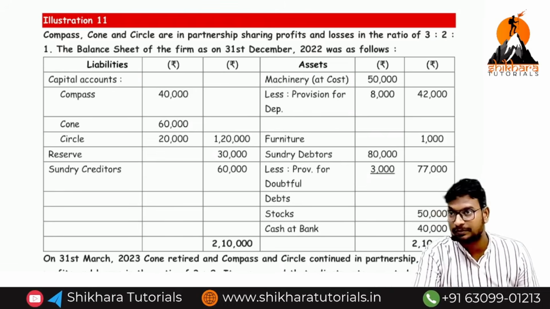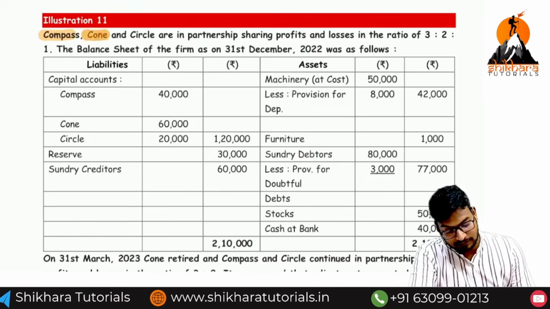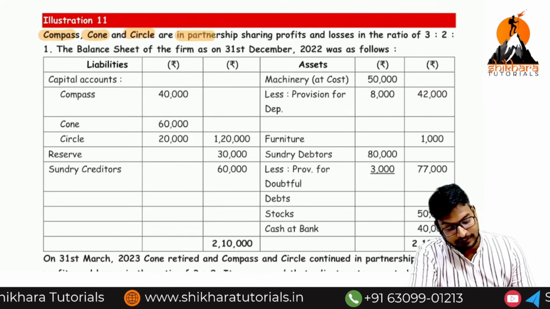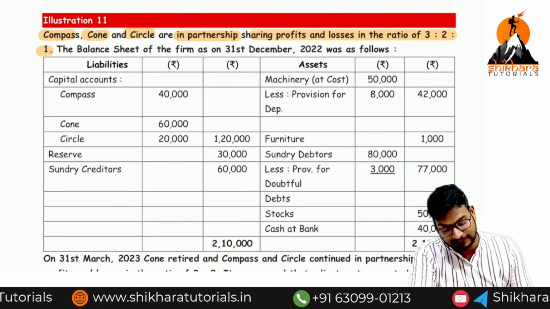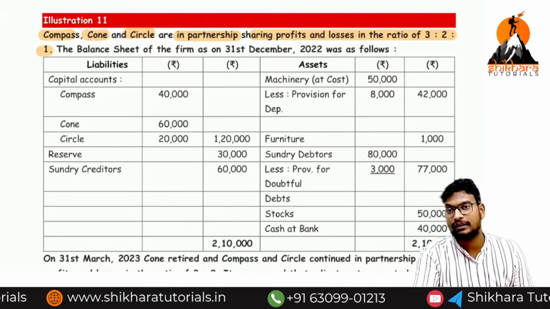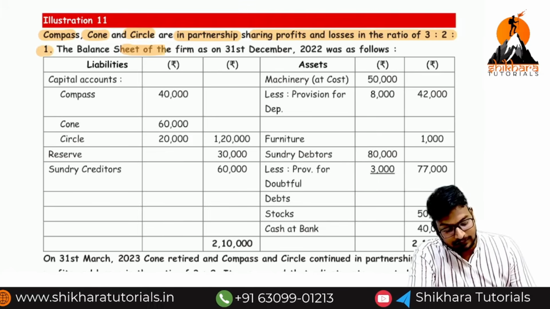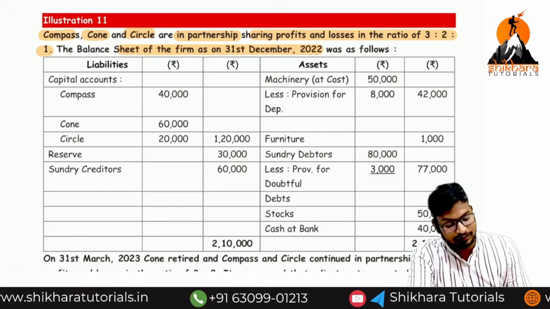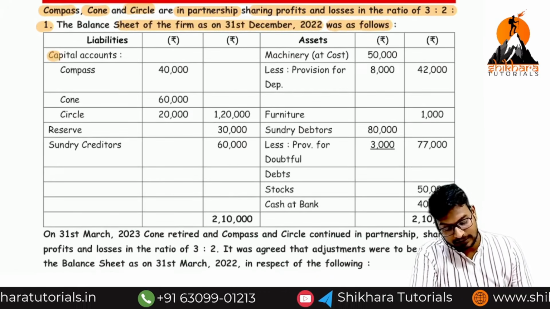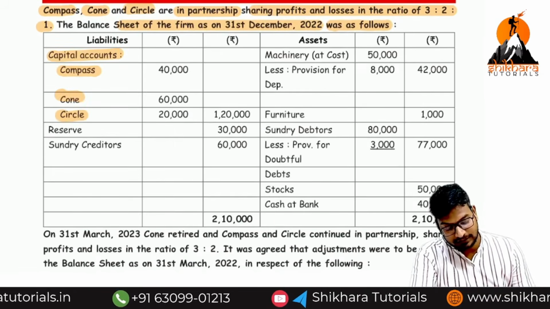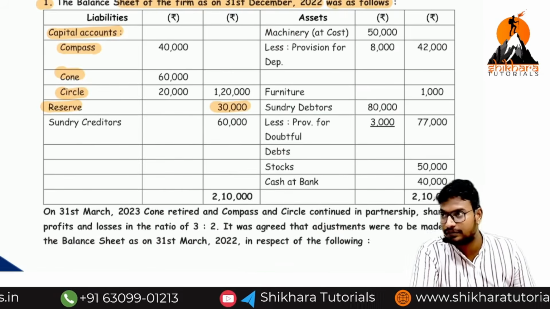So in the concept of retirement, same. Compass, Cone and Circle are the partnership sharing profits and losses in the ratio of 3:2:1. You know, they have given the 1 in the downside. The balance sheet of the firm as on 31st December 2022 was as follows. So the capitals of Compass, Cone and Circle they have given. Reserves, what we need to do, Amma? We need to write off.